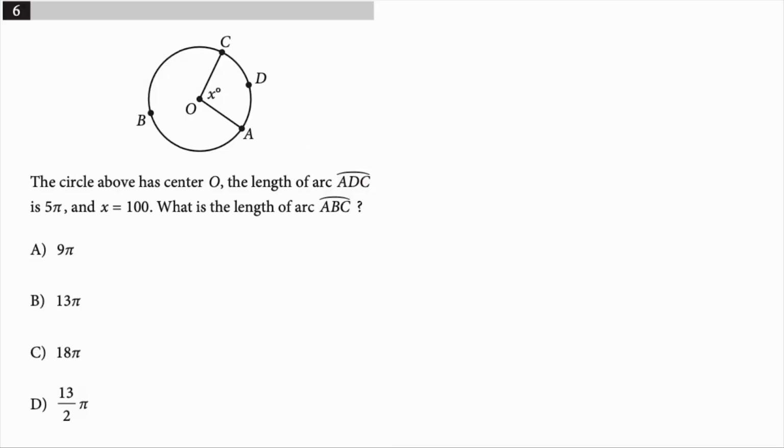The circle above has center O. The length of arc ADC is 5 pi, and x is equal to 100. What is the length of arc ABC?